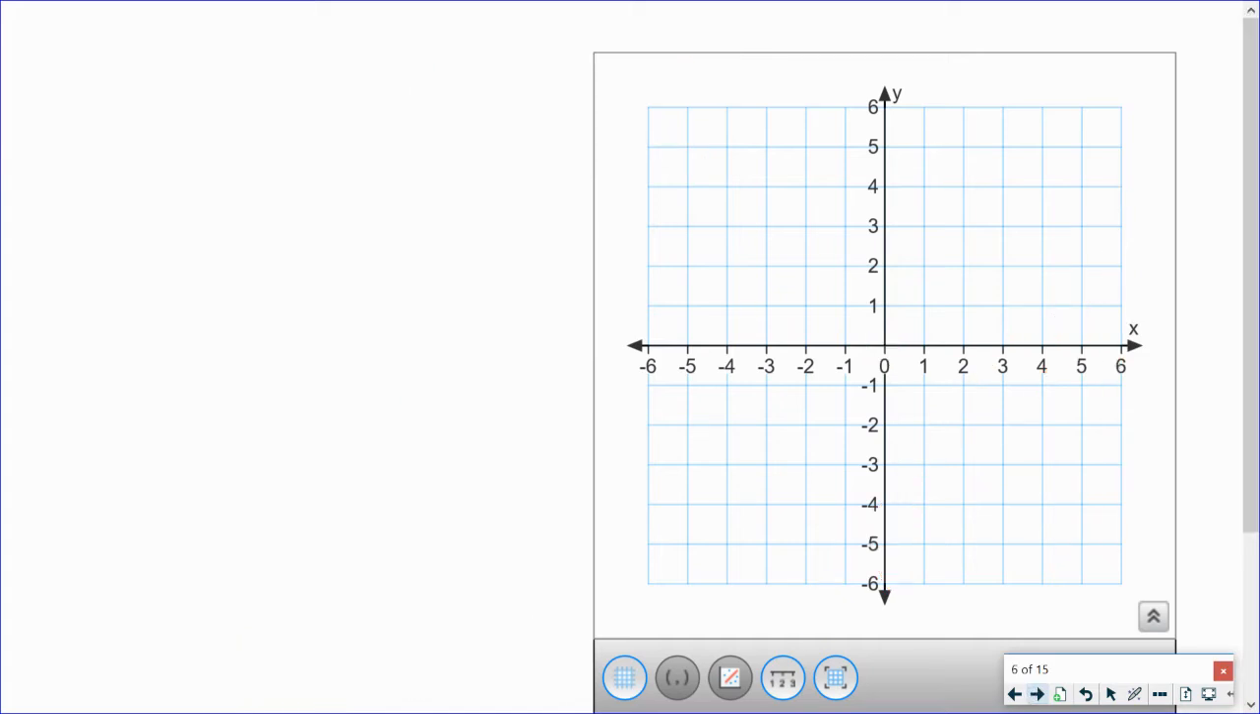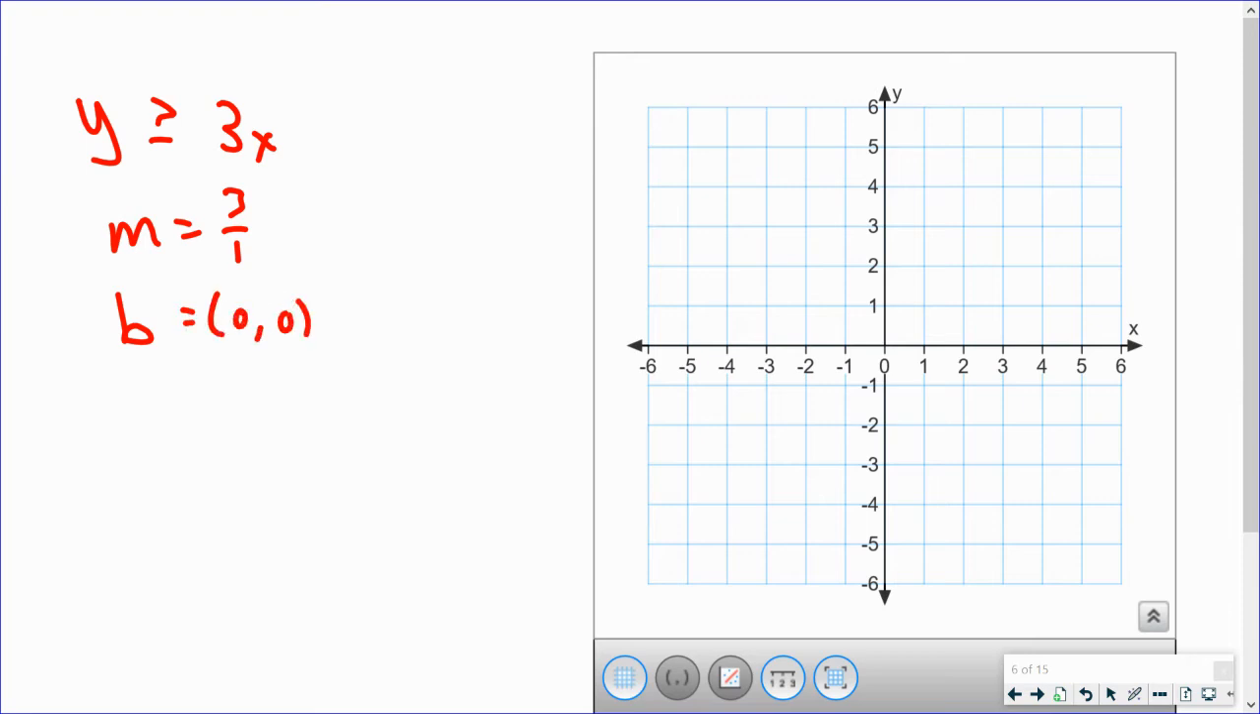And one last one for us to do here. Let's say that I have y is greater than or equal to 3x. Okay, this is in slope-intercept form. My slope is 3 over 1, and my point is 0, 0. So I'll put a dot at 0, 0. Go up 3, over 1, 1, 2, 3 over 1. Greater than or equal to, solid line.